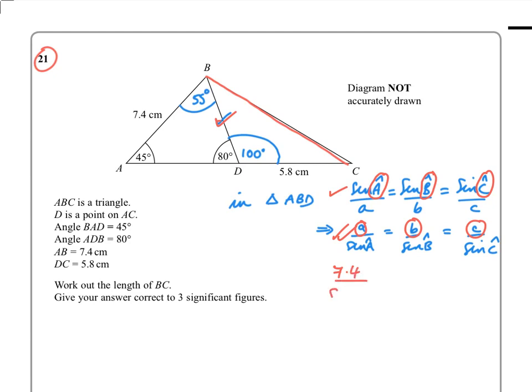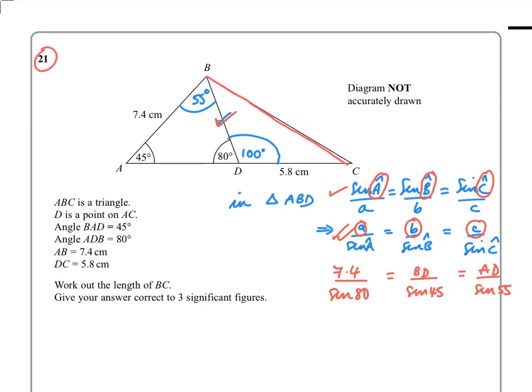So we're going to say 7.4 over the sine of the angle opposite it, which is 80, will be BD, which is the length I want, over its opposite angle, which is the sine of 45, and that will be equal to AD, which I don't know, over the sine of 55.